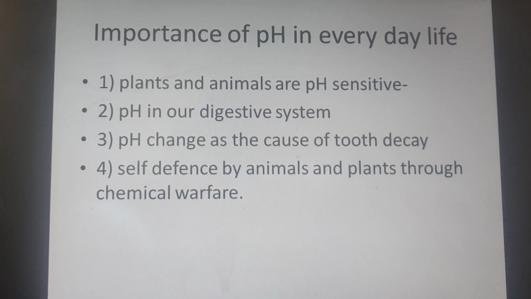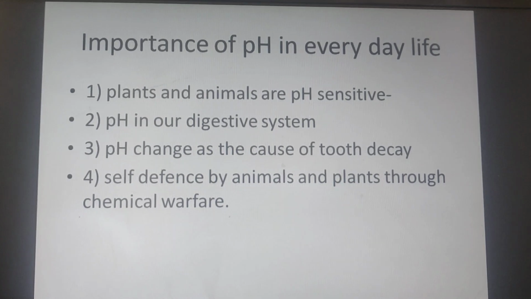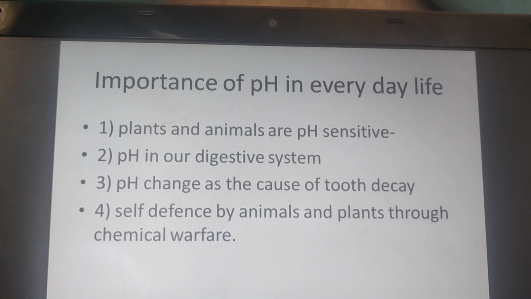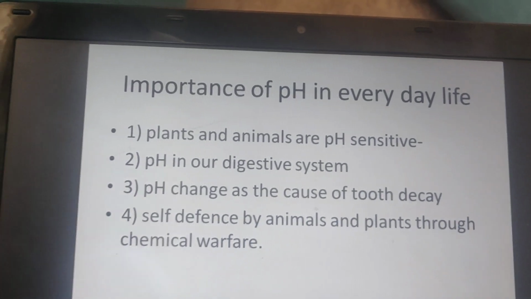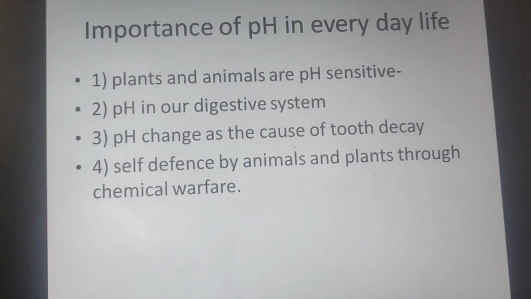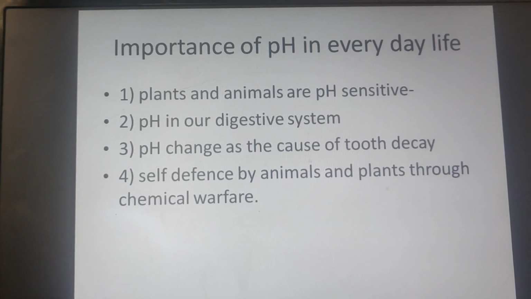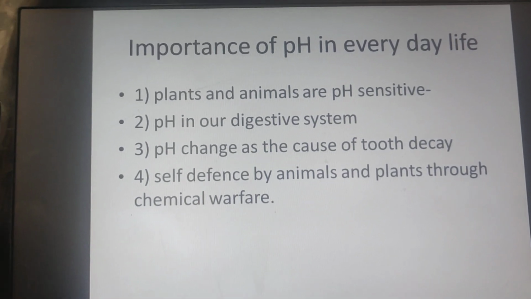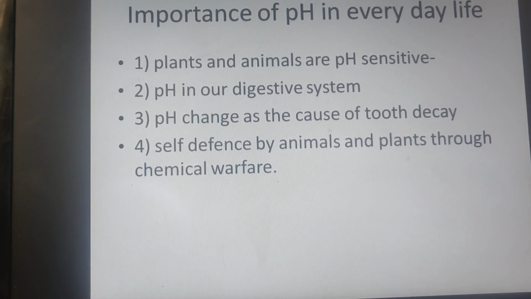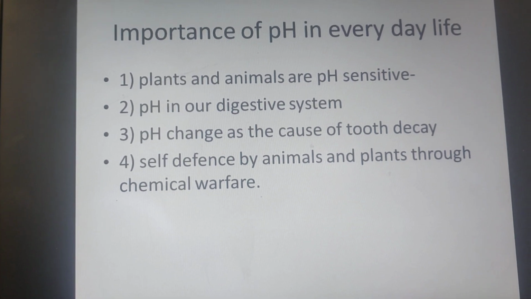Now, the importance of pH in everyday life is very great, children. First, plants and animals are pH sensitive. Our body works efficiently within the pH range of 7 to 7.8. This is our first point. Therefore, living organisms can survive only within this pH range.